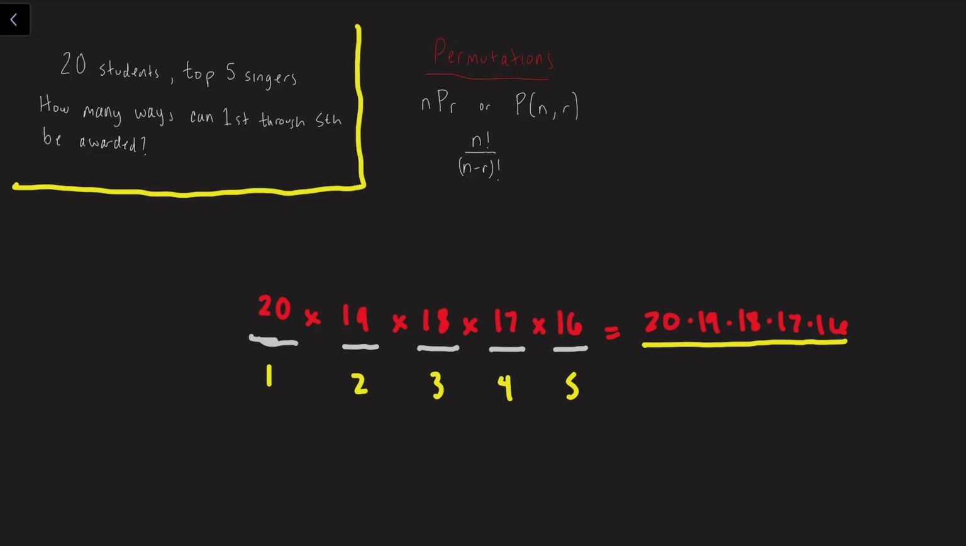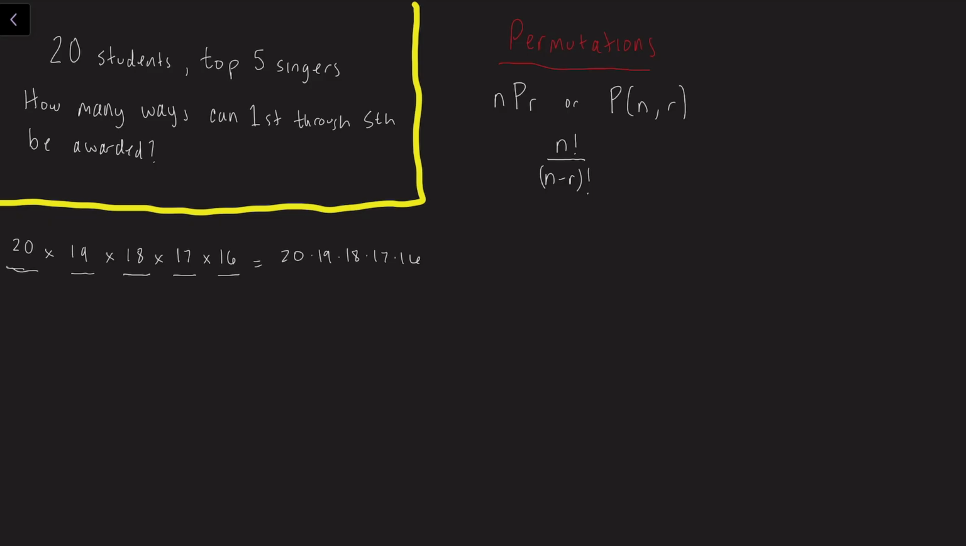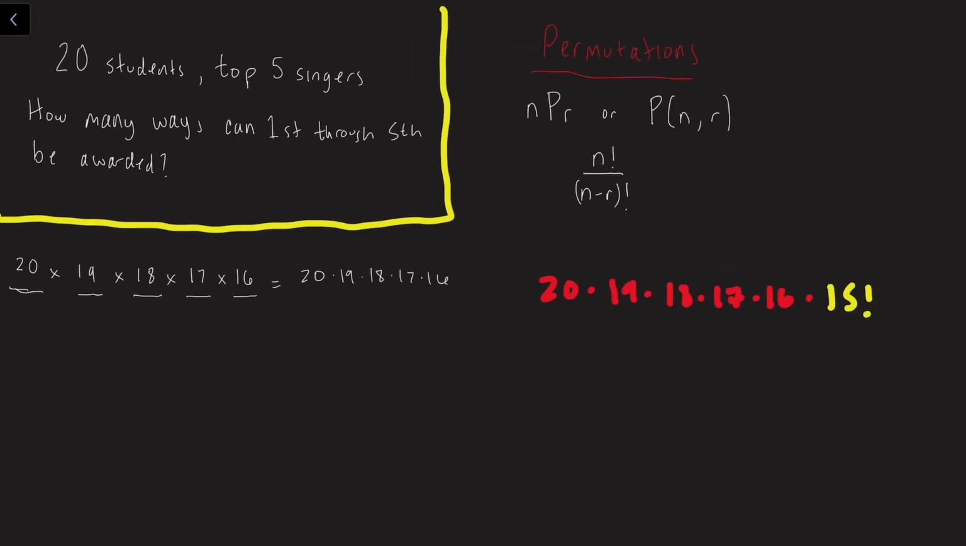Now, this is exactly where we get the permutation formula from. Let's use a specific example. We can write 20 factorial as 20 times 19 all the way down to 1. But if you notice here at the end, this number is just 15 factorial. So if we divide by 15 factorial, everything else after 16 disappears, leaving us with just 20 times 19 times 18 times 17 times 16, which was our exact answer.